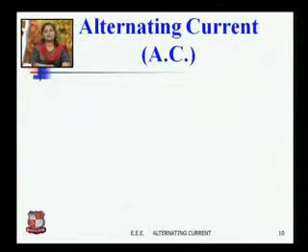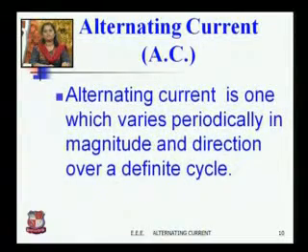Now, we will discuss the alternating current, which is known as AC. Now, the definition of alternating current is one which varies periodically in magnitude and direction over a definite cycle. Means in DC, the direction of current is always constant and magnitude of current is also constant if other elements of the circuit remain constant. But when you are considering the alternating current, the magnitude as well as direction of current changes with respect to time.